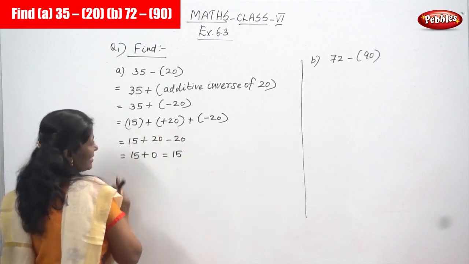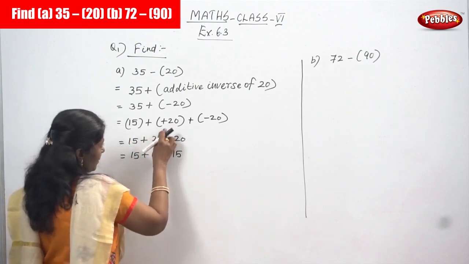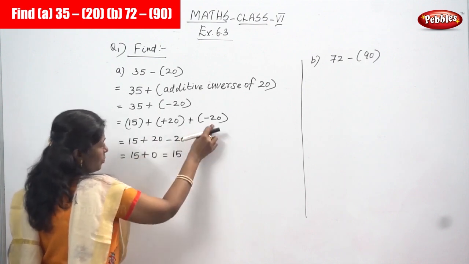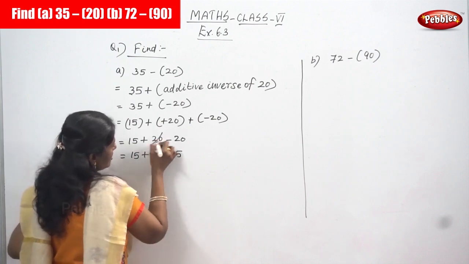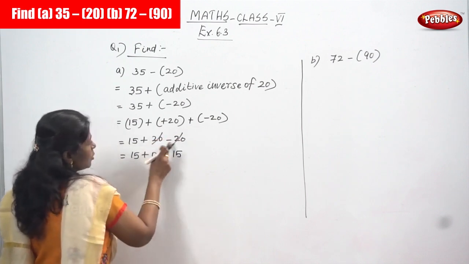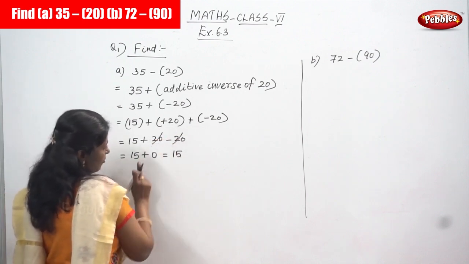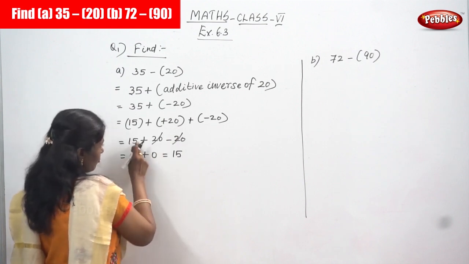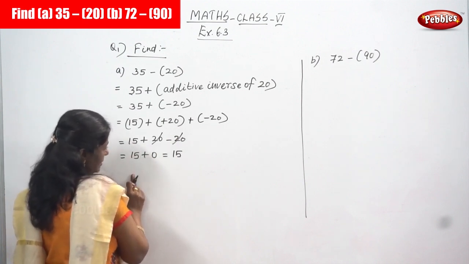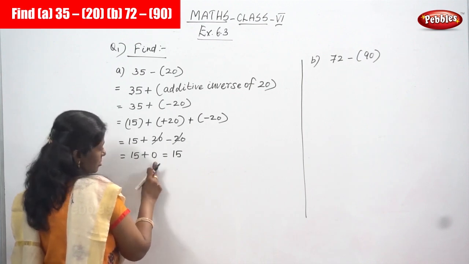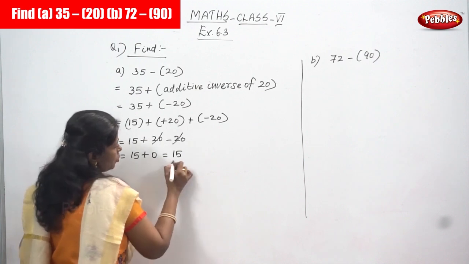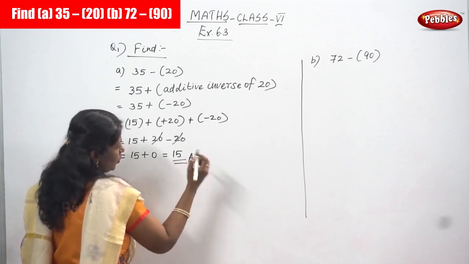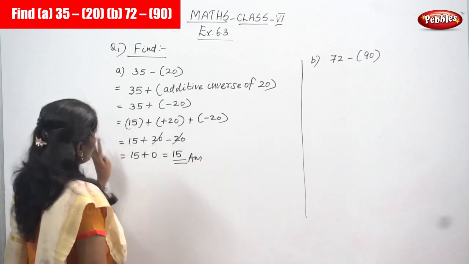Then 15 you have to write as it is. Then plus into plus, you write plus 20, and plus into minus, you must write minus 20. Then plus 20 and minus 20 you have to cancel, because same numbers with different signs cancel, and you get 0. You bring down the 15 as it is, then add 15 plus 0. Any number added with 0 gives the same number, so 15 is the right answer for the question. I hope you understand.